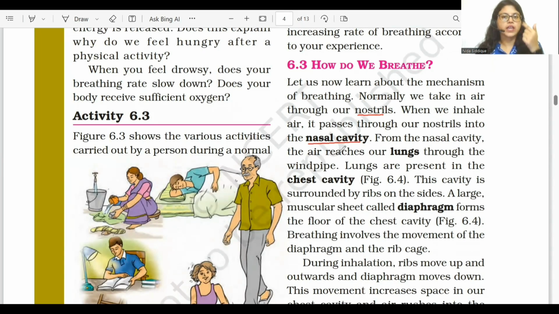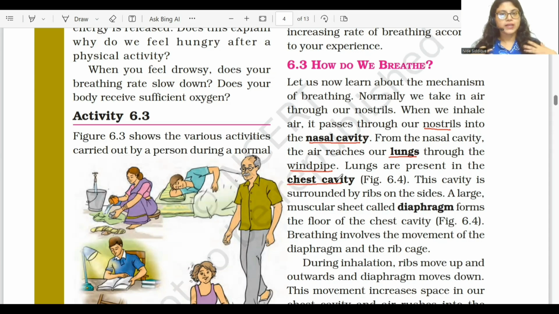So we breathe in the air from our nostrils. It passes on to the nasal cavity. From the nasal cavity, it passes on to a windpipe. And finally, it reaches the lungs. So from the nasal cavity, the air reaches our lungs, passing through the windpipe. Now, where are our lungs present? They are present in our chest cavity, inside our chest.